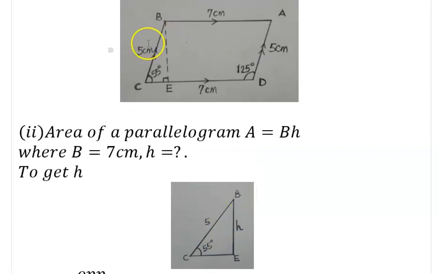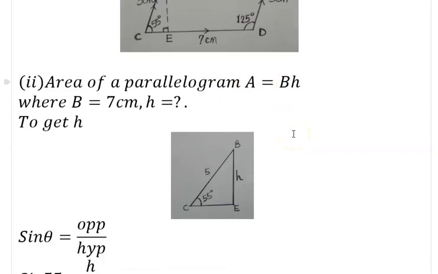So we know here already to be 5. This is the 5. We don't know this h. We know the base, which is 7. We don't know the height. So we need to get the area. Since we know the base, the moment we get the height, we just input it, and that's our area.